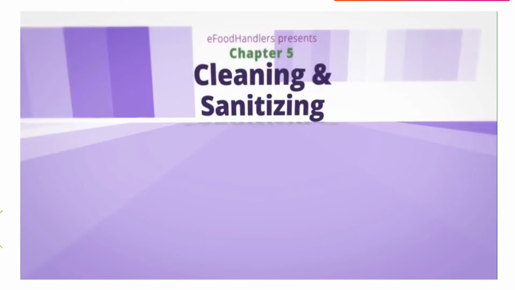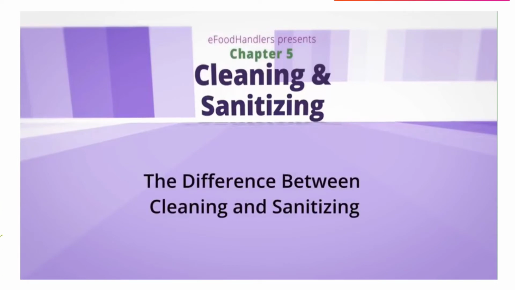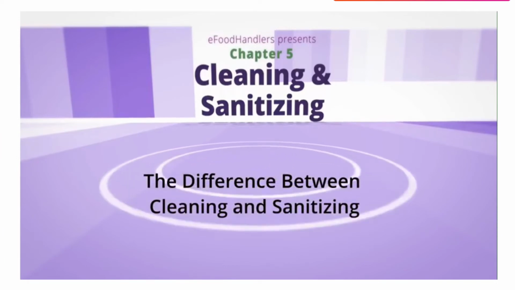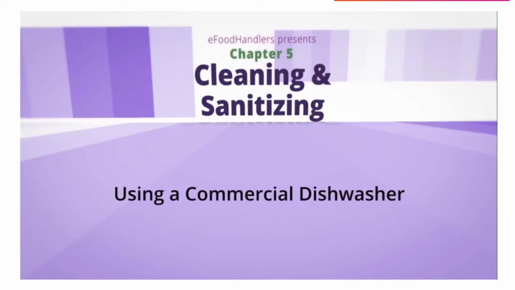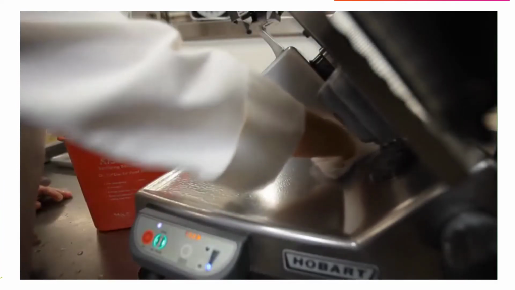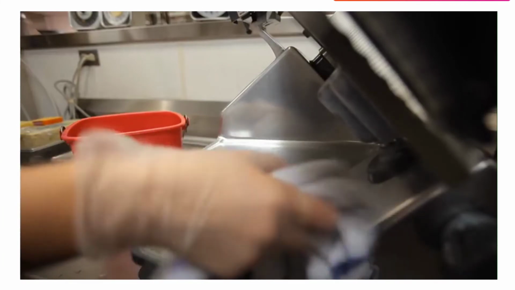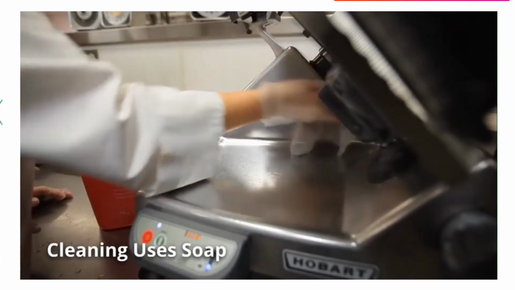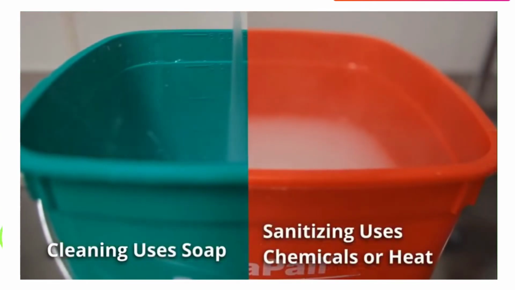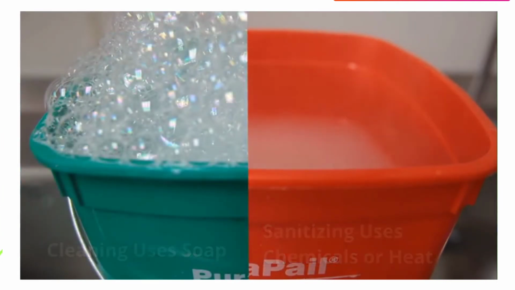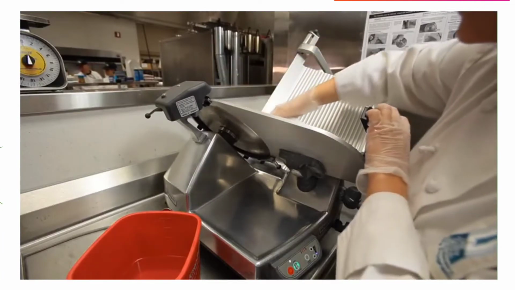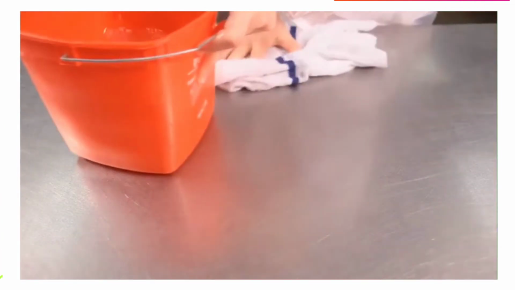Now that you know how to avoid cross-contamination, let's take a closer look at cleaning and sanitizing in Part 5. Some crucial points in this segment include the difference between cleaning and sanitizing and why it's important, washing dishes by hand and using a commercial dishwasher. Cleaning and sanitizing are not the same. Cleaning uses soap and water to remove dirt and food from surfaces, while sanitizing uses chemicals or heat to kill germs. Remember that surfaces that look clean may still have germs that you cannot see. Sanitizing reduces these germs to safer levels.